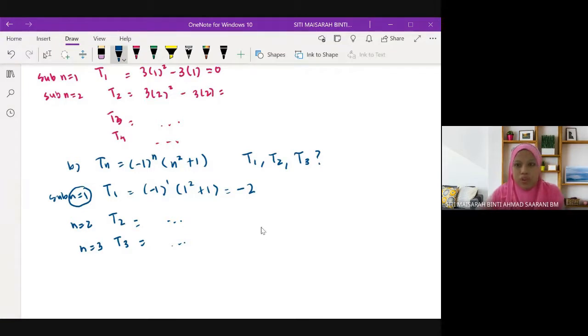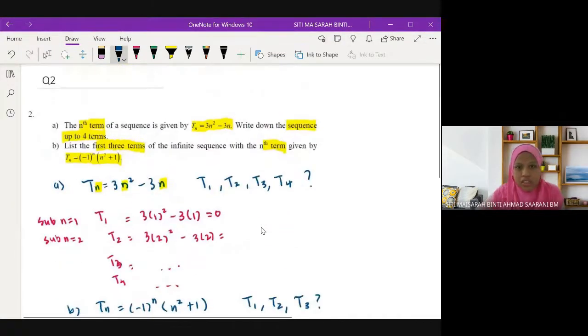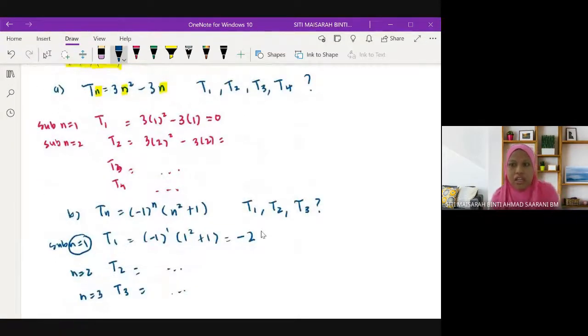So this is for question number 2. We want to find T1, the first term, second term, third term, and fourth term. Okay.